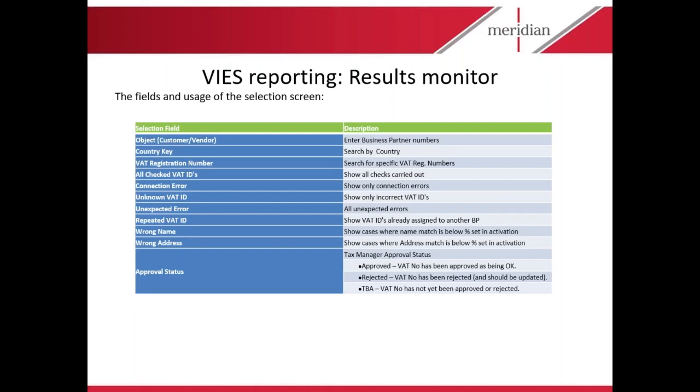You can also search by any of our other errors like an unknown VAT ID, repeated VAT ID, or wrong name and address. And then there's an approval status stage where a tax manager can look for records that he's already approved, some that he's rejected, or any that are still to be confirmed.